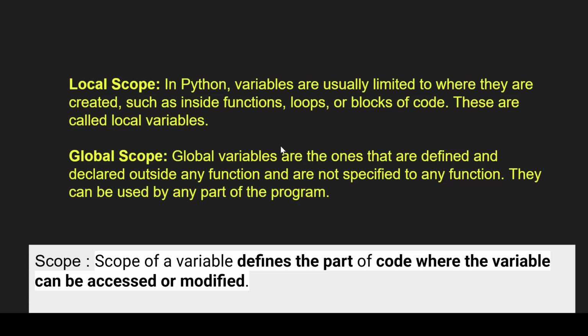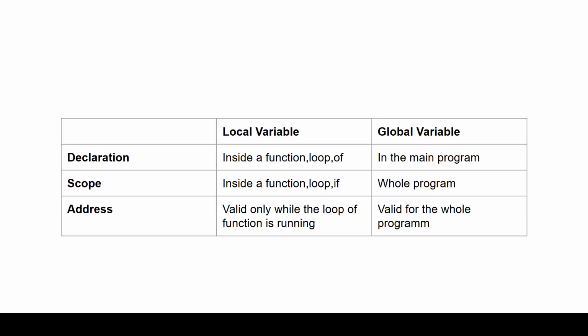And if some variable is declared outside of any function in the main program, and is not specific to any function or any smaller part of the code, it is called a global variable and its scope is global. It can be used in any part of the program. In summary, a local variable is usually declared inside a function, loop, or if condition. A global variable is declared in the main program. The scope of a local variable is inside that function, loop, or if condition, while the scope of a global variable is the whole program.